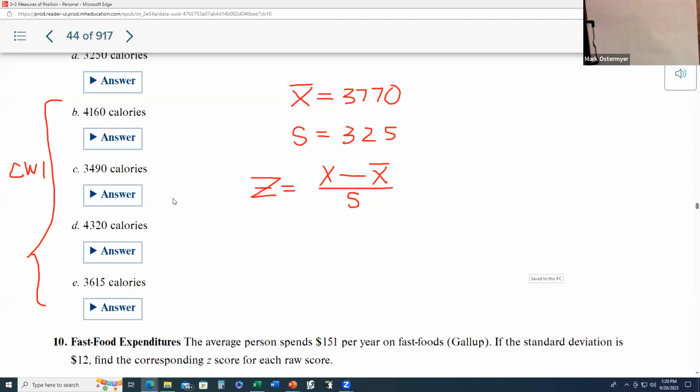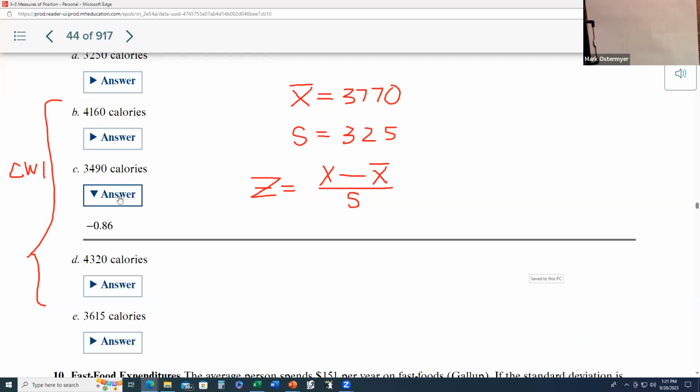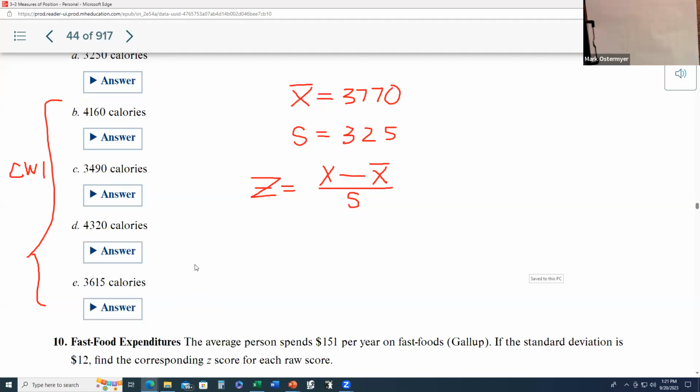All right. How about for 3490? What would be the Z-score? Negative 0.86. Yeah, it should be negative because 3490 is less than 3770, the mean of the data set. And we discover that, yeah, 3,490 is almost one standard deviation below the mean. Almost, not exactly. Negative 0.86 is the Z-score for 3490. How about for 4320? What's the Z-score?